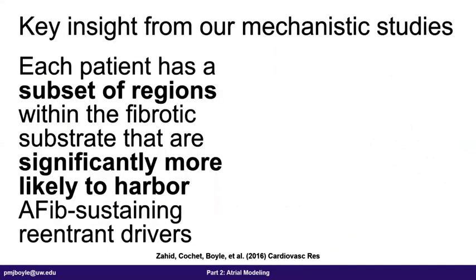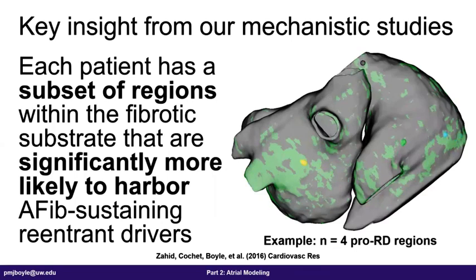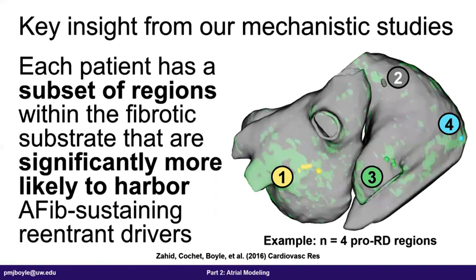Okay, and zooming out one step farther, the key insight is that each patient we found has a specific subset of regions like that that are significantly more likely to harbor reentrant drivers during AFib. And that's illustrated by this image, which shows the same phase singularities, but now superimposed on the map of fibrotic remodeling from the LGE-MRI. In this case, we have 4 distinct sites. And so, our concept is that those are the targets that should be gone after outside of the pulmonary veins in order to ablate the propensity of the fibrotic substrate to sustain atrial fibrillation.